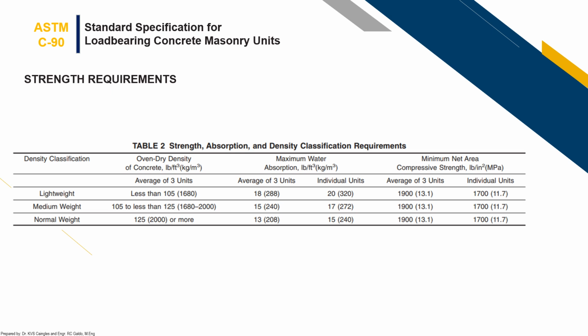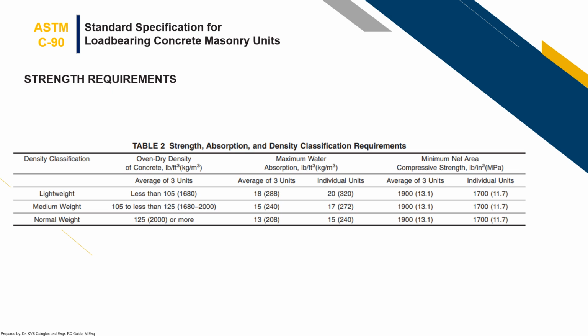Okay, we have also an average value for the maximum water absorption for the average of three units, which is 18, 15, 13 pounds per cubic foot for classification of lightweight, medium weight, and normal weight respectively. Okay, you also have values for maximum water absorption for individual units, which is 20, 17, 15 pounds per cubic foot for lightweight, medium weight, and normal weight respectively.